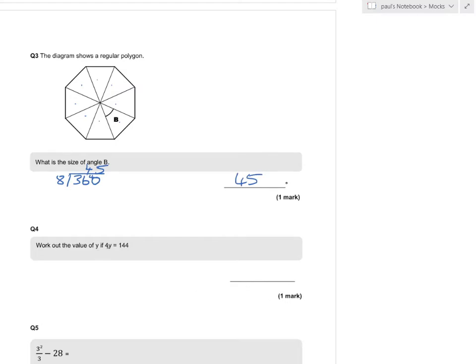Work out the value of y if 4y is 144. So 4y equals 144. So y will equal 144 divided by 4. So 144 divided by 4 is 36.